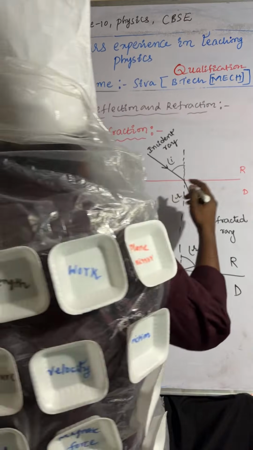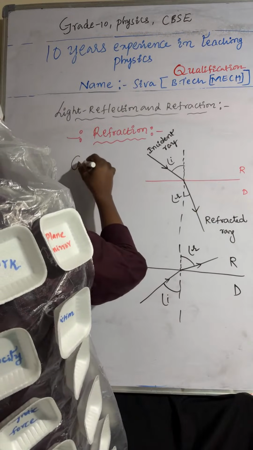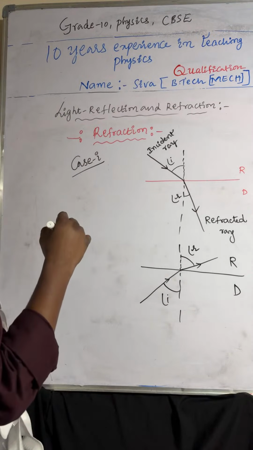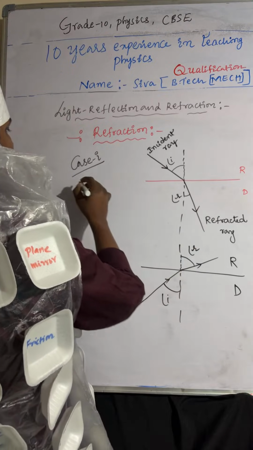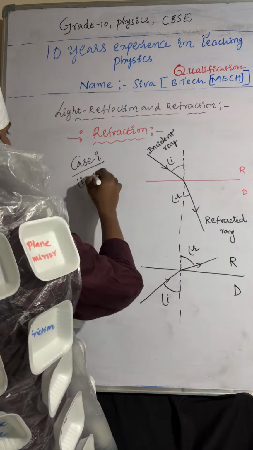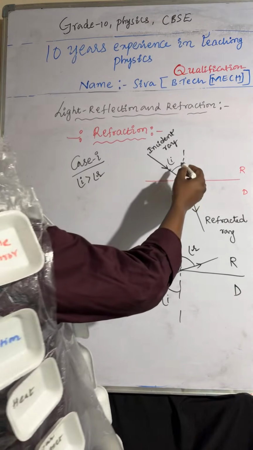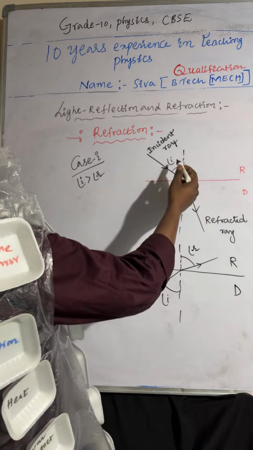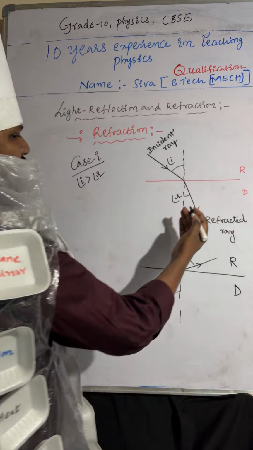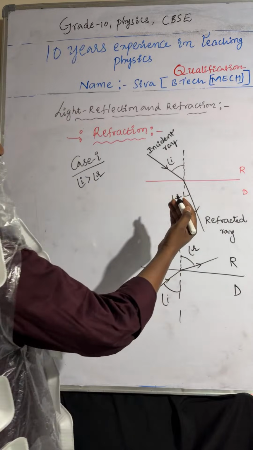Here, in case number 1, you can observe the angle of refraction. The angle of incidence is greater than the angle of refraction, compared to this one, because when a light ray passes from rarer to denser, it bends towards the normal line.